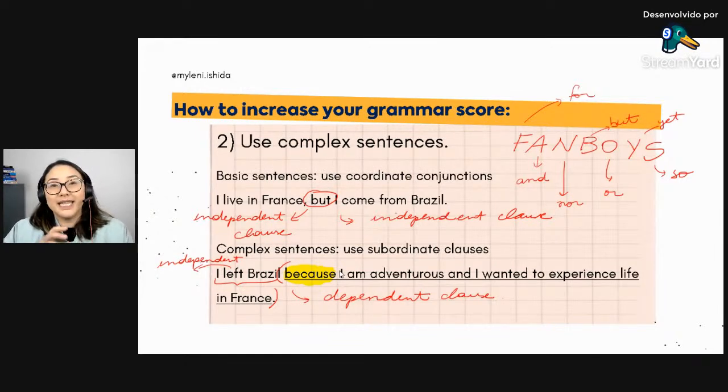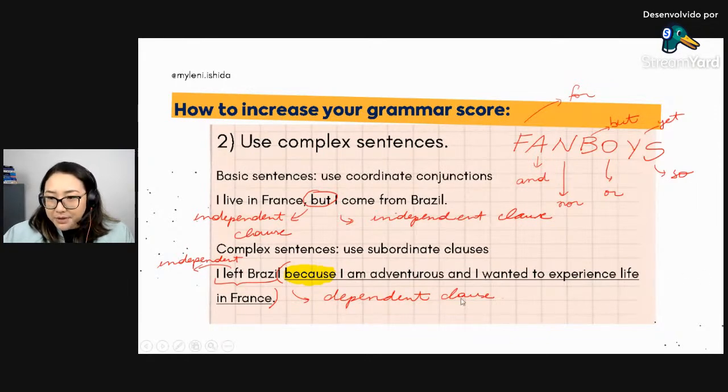You need to understand that you are not going to memorize one complex sentence and use it 20 times in your test. No, you need to have a variety. You need to avoid repetition.